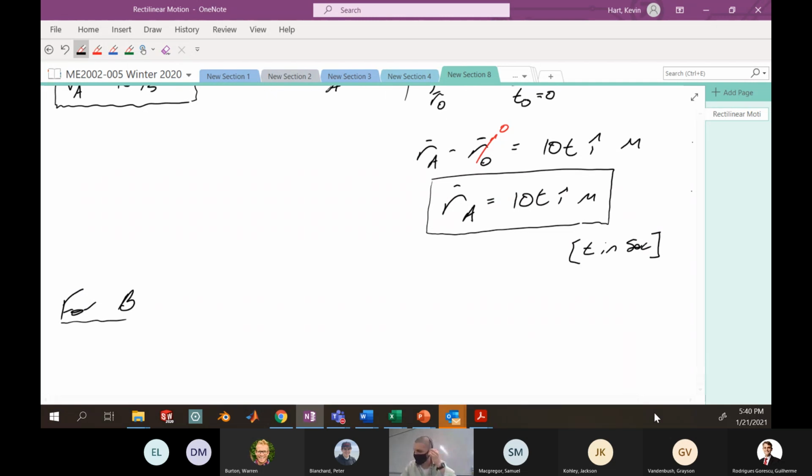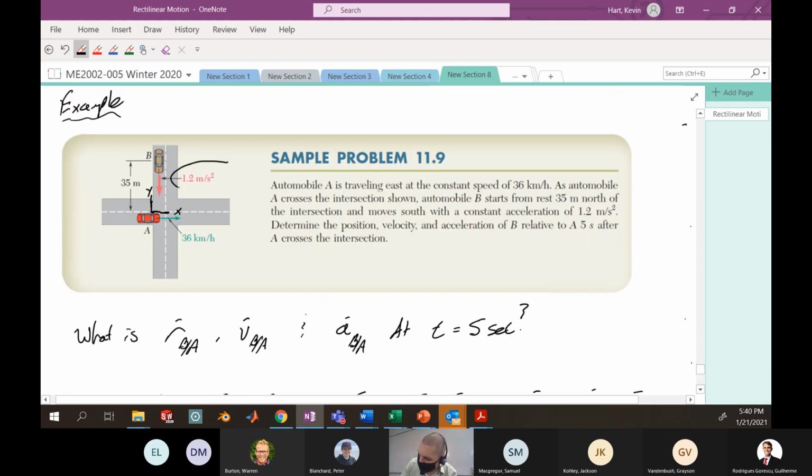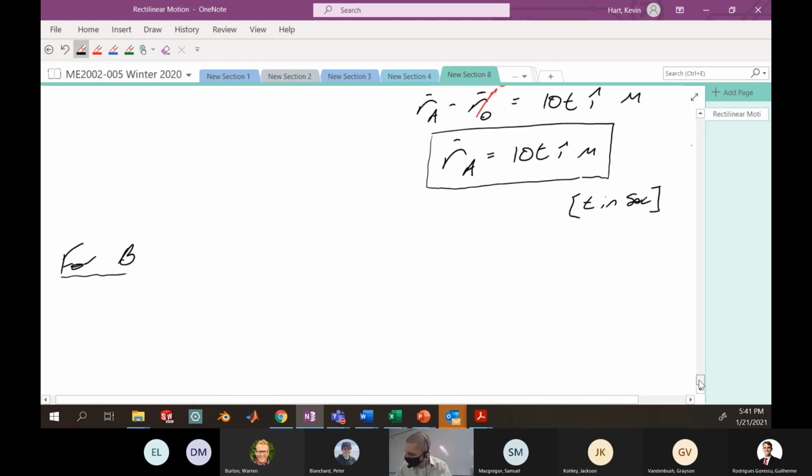Car B, similar idea. We're told some information about car B. Specifically now we're told about its acceleration: 1.2 meters per second squared downwards. We have here constant acceleration. So for car B, I know something about its acceleration, and I know it's negative 1.2 meters per second squared downward, j hat.